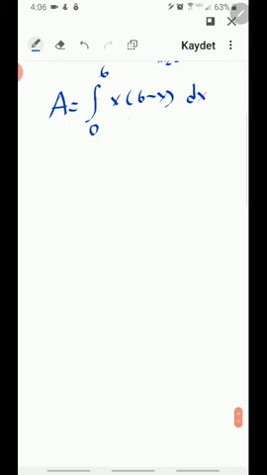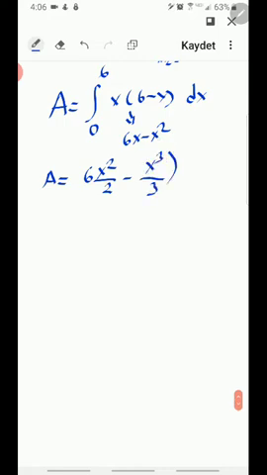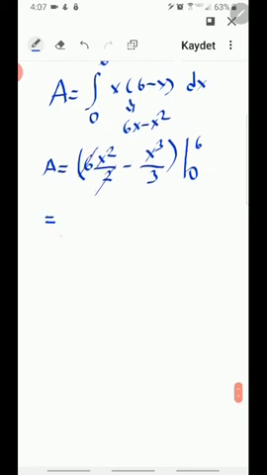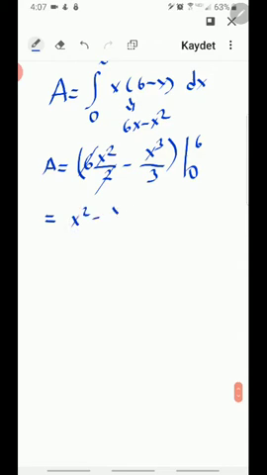And we know that x times (6 minus x), in fact, is 6x minus x to the power 2. So we can integrate this function. The integral is 6x squared over 2 minus x cubed over 3. And since it's a definite integral from 0 to 6, we have a cancellation here. It means 3x squared minus x cubed over 3 from 0 to 6.